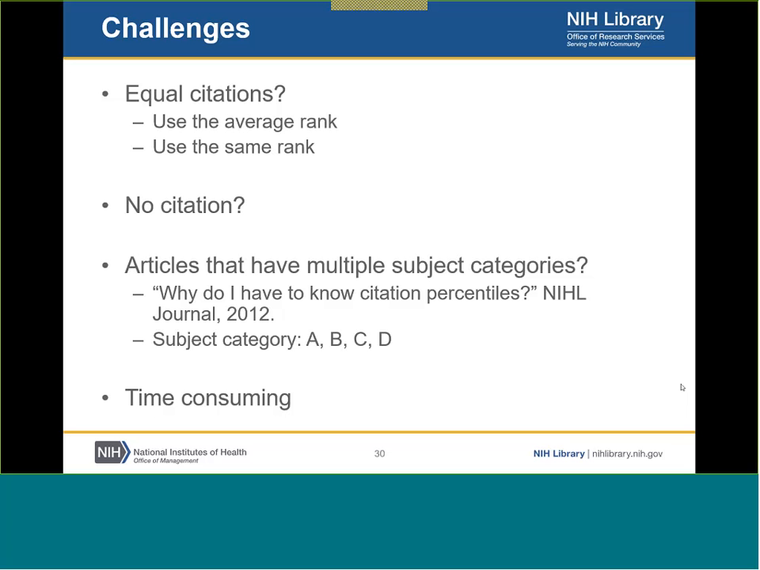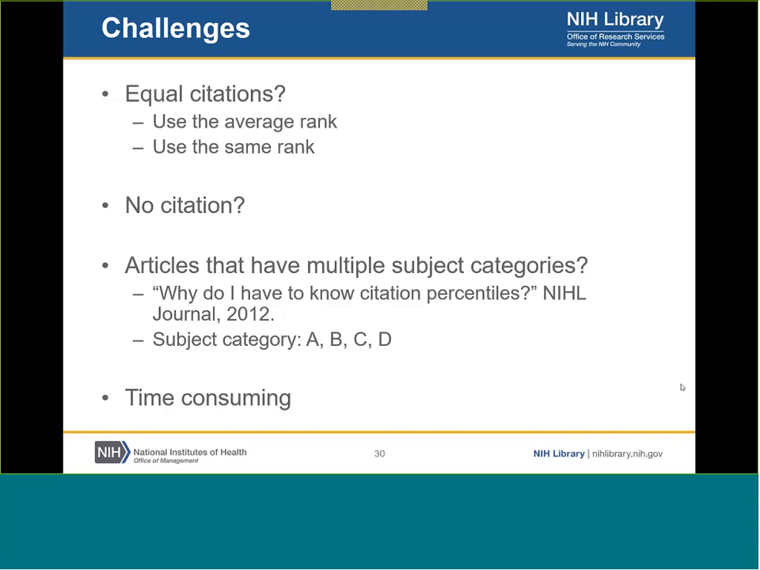And how about articles that have no citations? Are we going to put them all together as 1 rank, or do we still calculate them all together, or exclude them altogether? And how about articles that have multiple subject categories? Just an example: if I have an article called Why Do I Have to Know Citation Percentiles, and the journal is called NIH Library Journal, published in 2012, and that article is being indexed in 4 major subject categories, A, B, C, D.